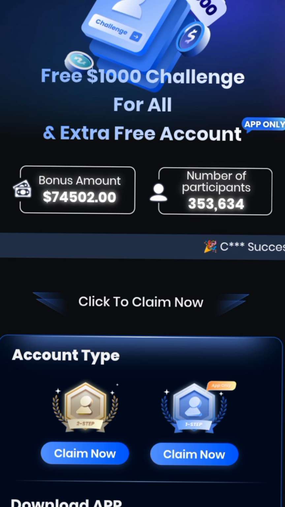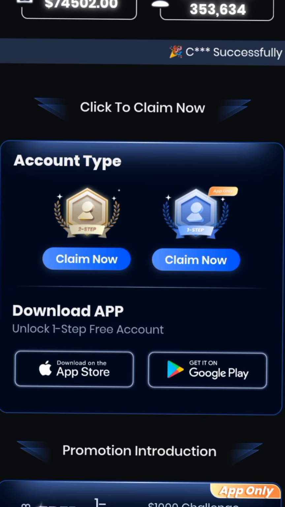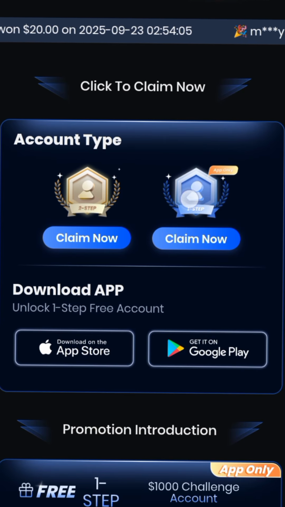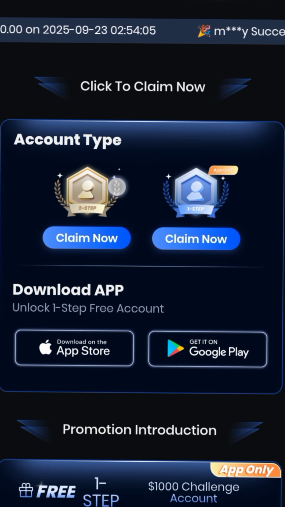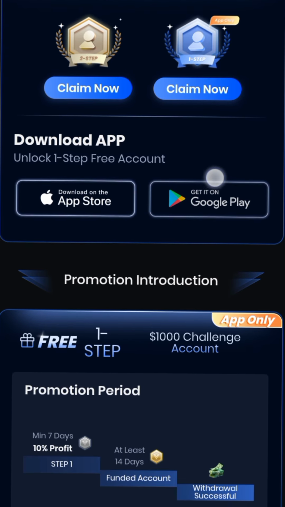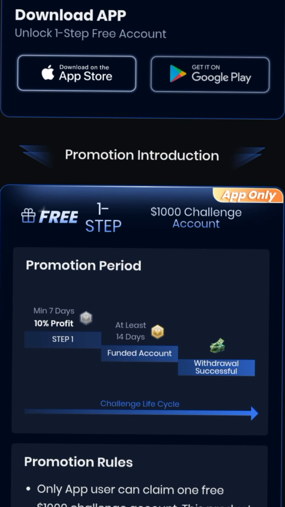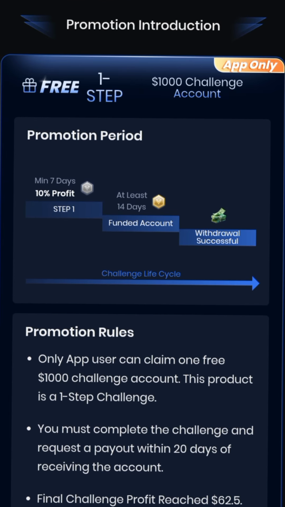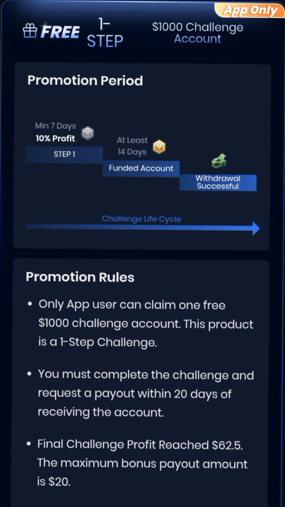If you go down, you can see there are two types of the prop account, which are the one-step account and the two-step account. This one is the one-step account, this one is the one-step account, and this one is the two-step account. To understand the steps, you can go down to this section where they are saying promotional introductions. Here they are saying that the one-step account comes with a $1,000 challenge account, and if you go down below, you can see the promotion period here.